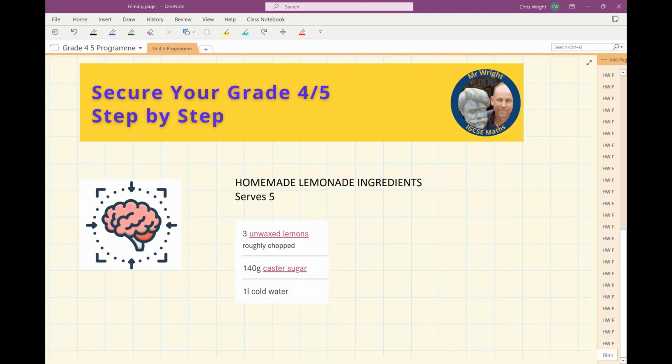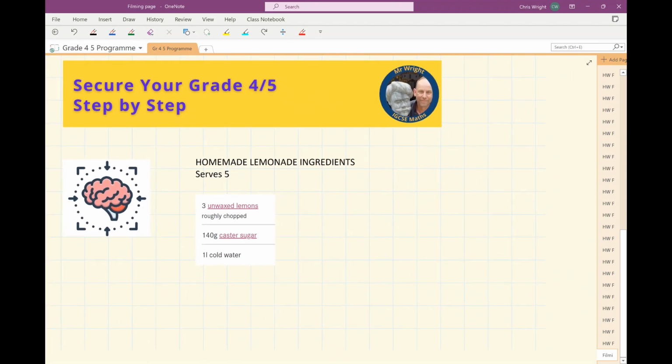Hi, Mr. Wright here, and in this film we're going to look at proportion, and we're going to start by understanding what we mean when two or more things are in proportion. Now, a common example of this is a recipe.